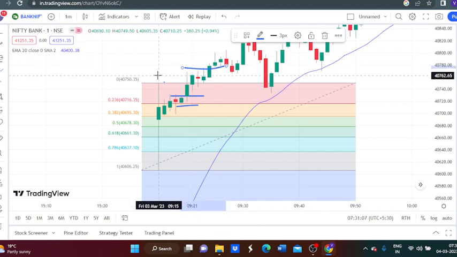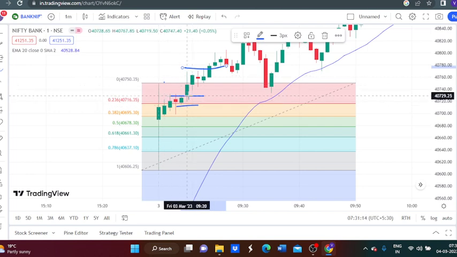Most of the time we have to take at least 50% profits at 45 points, and then we have to trail by putting the stop loss at the buying price. This is a very important strategy for new learners.